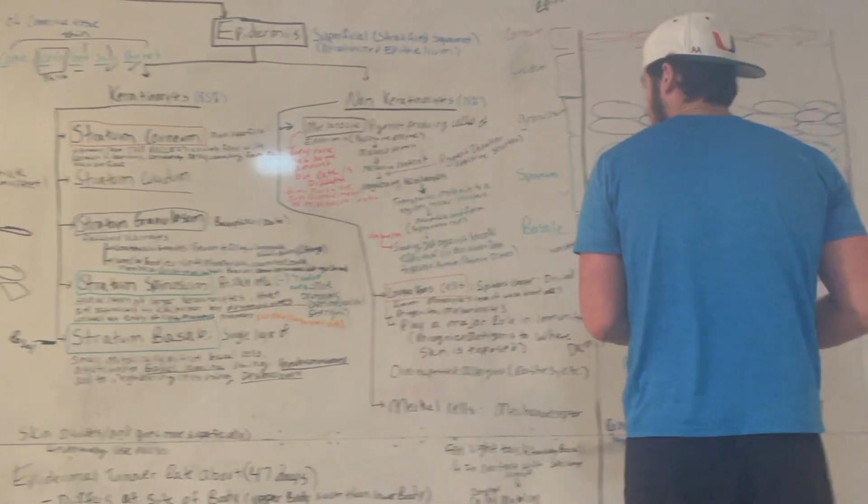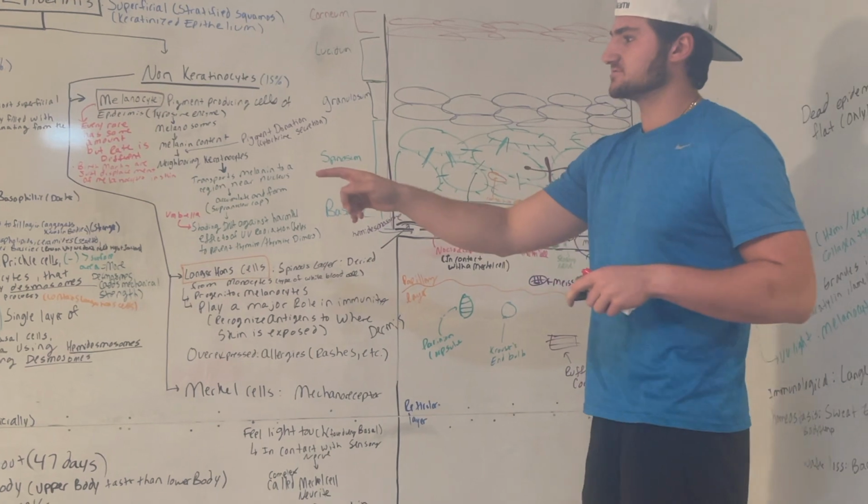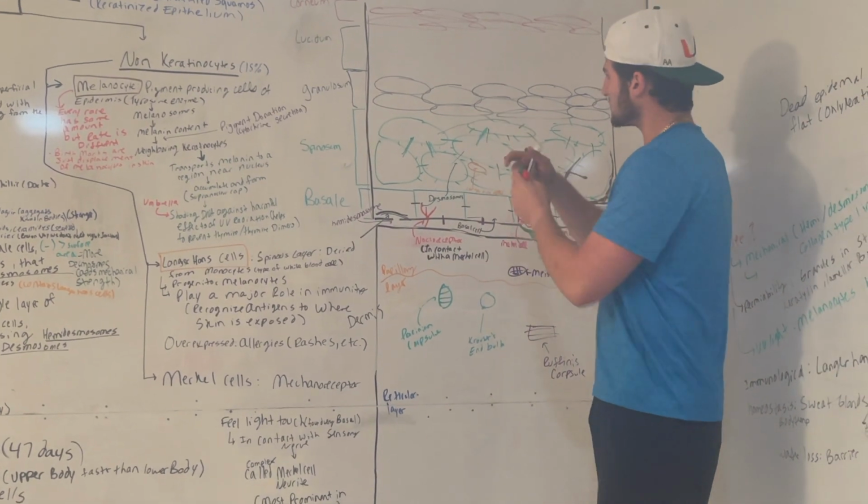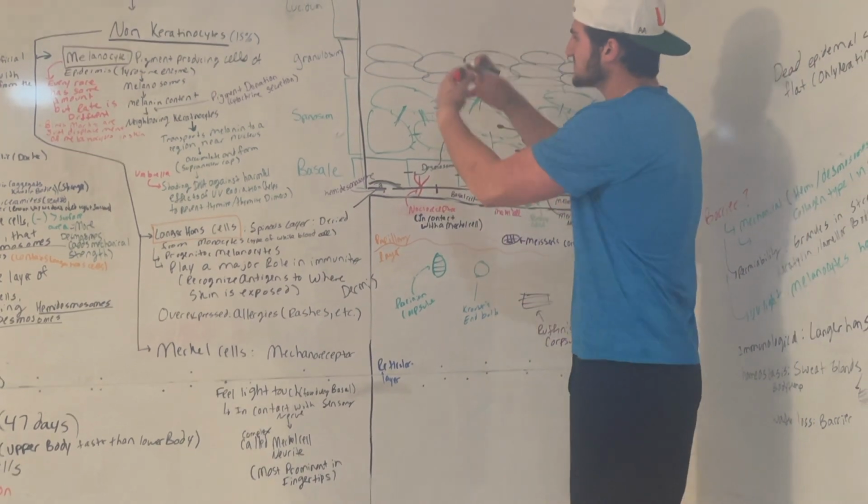So let's explain it. The first one we have is keratohyalin granules. They're just going to help the cells clump together more.